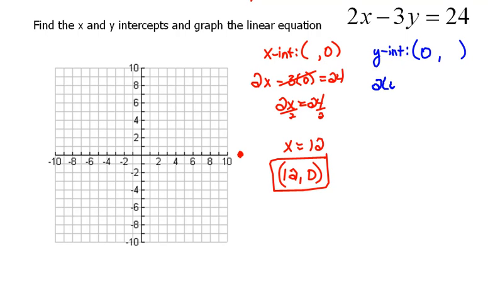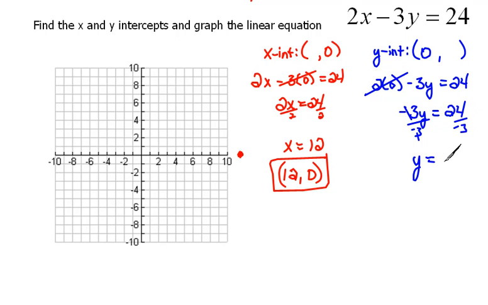So 2 times 0 minus 3y is supposed to equal 24. Well, 2 times 0 is 0, that's gone. So we have negative 3y equals 24. Now to get y alone, we're going to divide both sides by negative 3. So y will equal 24 divided by negative 3, which is negative 8.